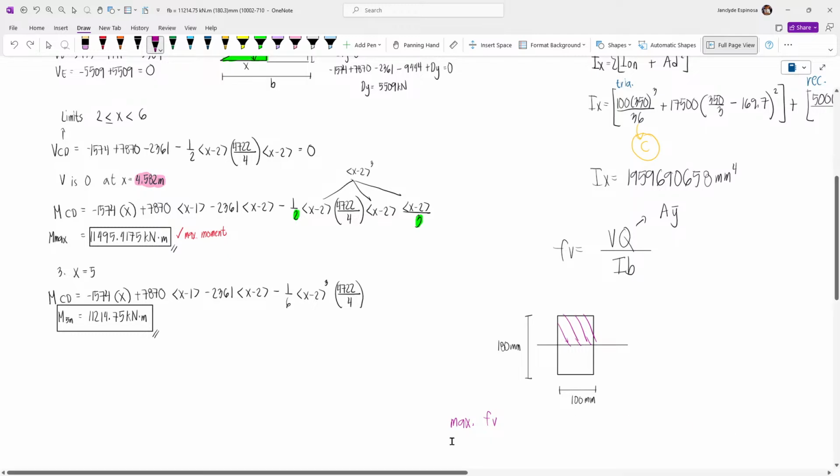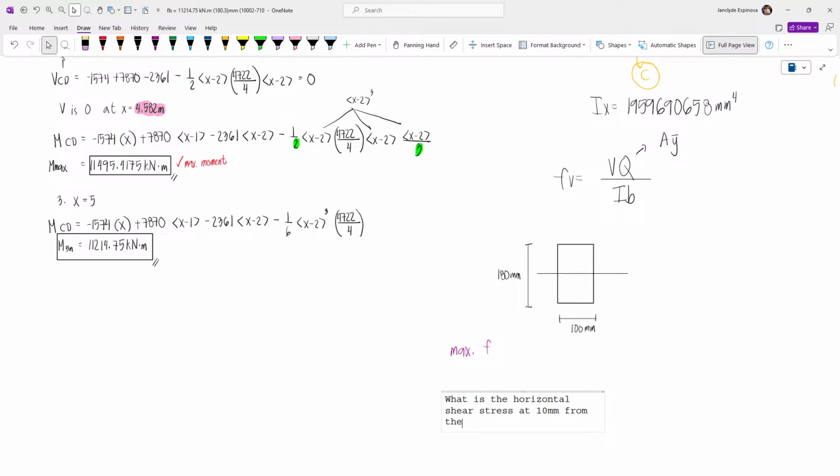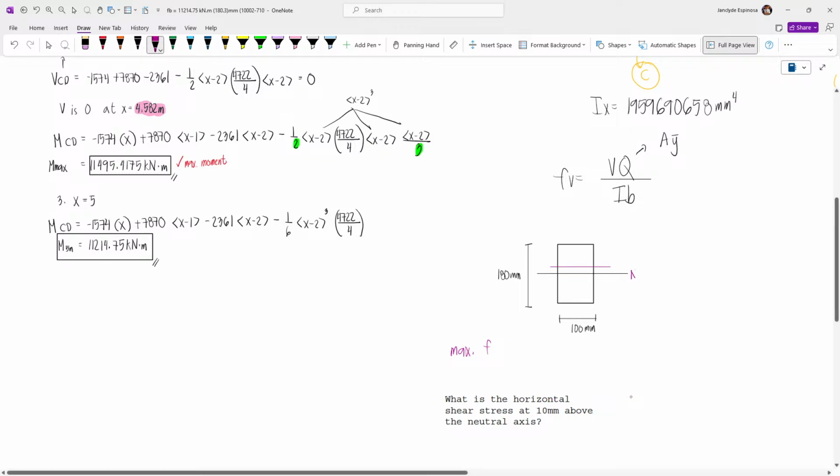Now what if ang question is what is the horizontal shear stress at 10 mm above the neutral axis? What if nga ang question? Unsa ang gamiton nga A? Ang gamiton nga A, asa man ni siya ang 10 mm above the neutral axis. Di ba? Again mao ni ang NA. So 10 mm above the neutral axis mao ni siya.